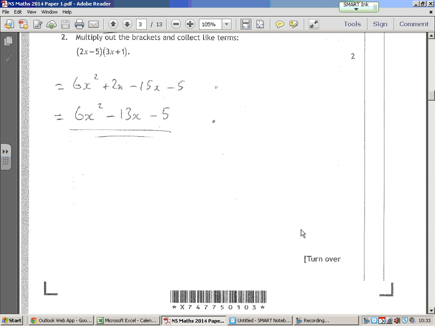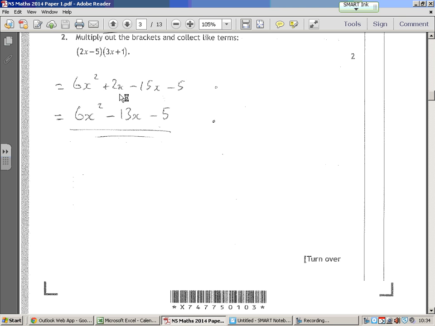Question number 2. Quite a nice question. Multiply out the brackets and collect like terms. So I would go for the FOIL method that quite a lot of you will be familiar with. So the FOIL first term, the F from FOIL is the first terms in each bracket. 2 times 3 is 6, x times x is x squared. Then the outside terms in each bracket, 2x times 1 is positive 2x. Negative 5 times 3x, negative 15x. Negative 5 multiplied by 1, negative 5.